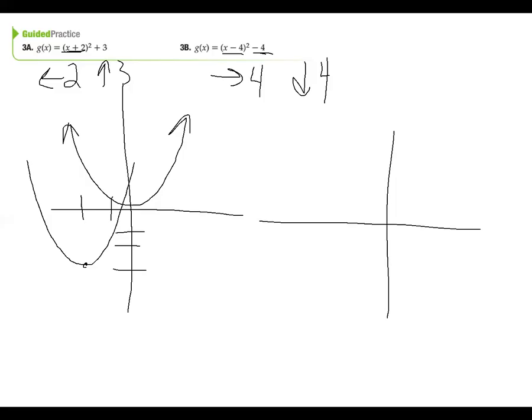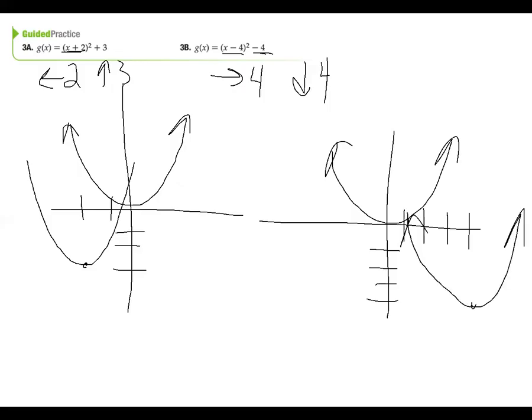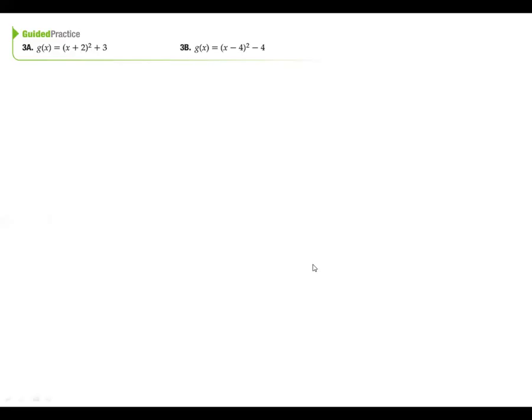Okay, so here's my original parabola. Move it 1, 2, 3, 4. 1, 2, 3, 4. Put a point. So 4 to the right, 4 down, and then put your parabola there. Okay, again, I'm just rough sketching it. You can get more accurate if you want there.